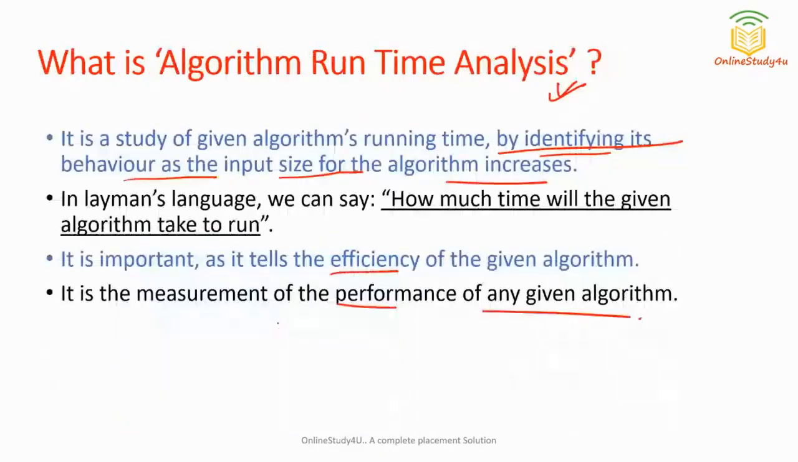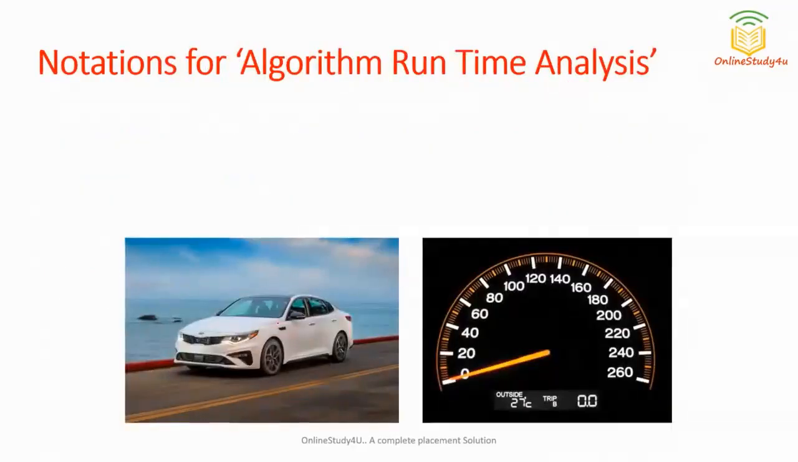Now let us take an example. Before going to the actual notations to find the runtime analysis, let us see some random examples. You can see there is a car on the screen and we have a speedometer. Whenever you go to purchase a car, what do you normally ask? You ask what is the mileage of the car, how much mileage this car will give. According to that you decide which to buy.